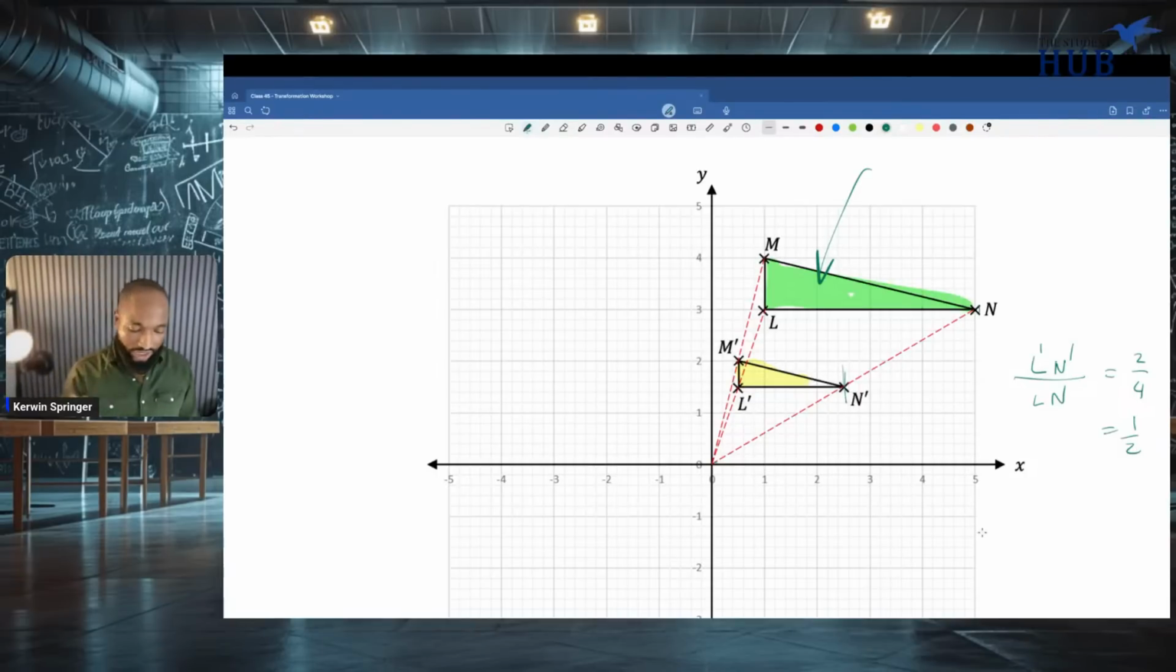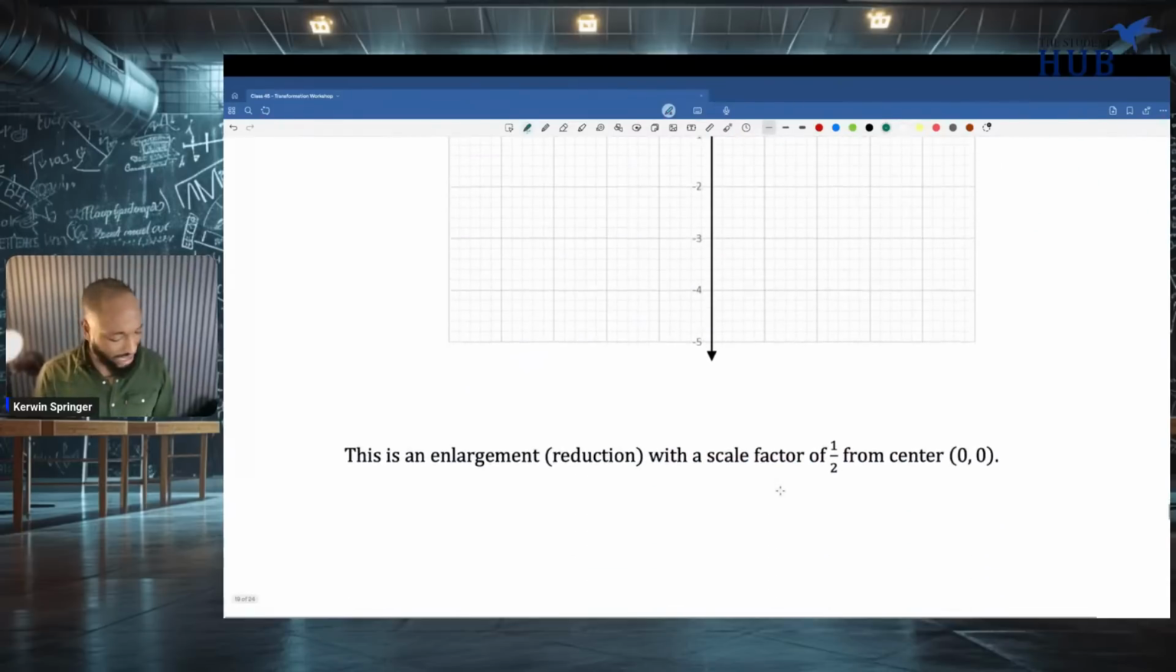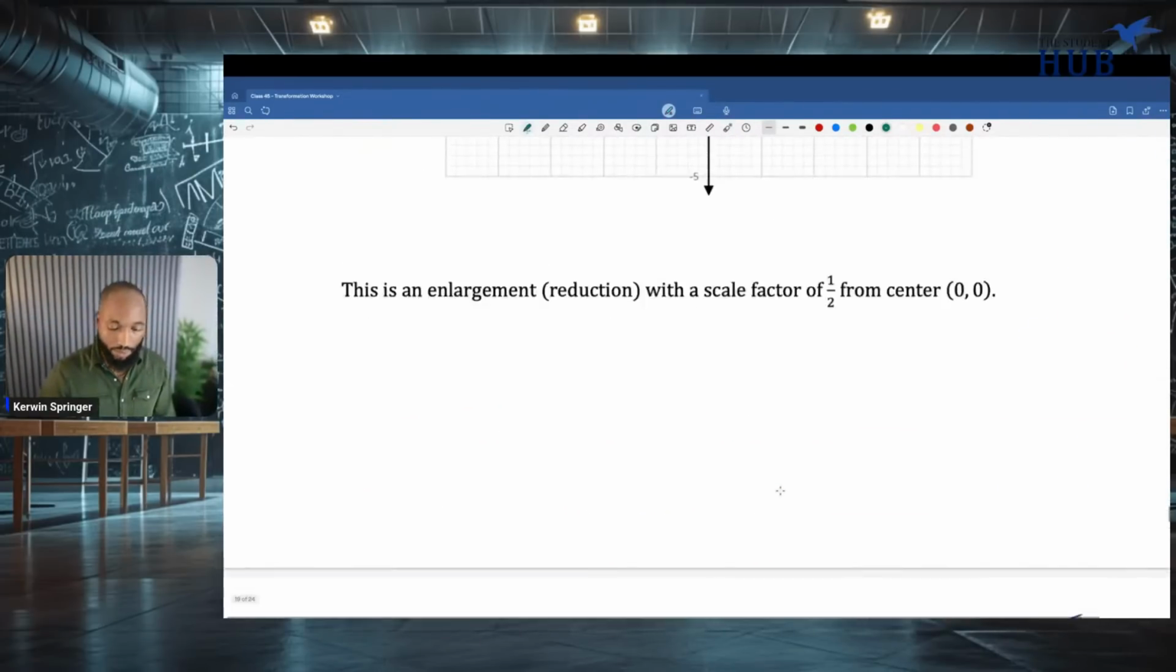Rate out of 10 how much you understand enlargements. If these things are becoming clear to you, the chances of this coming up are nearly 100%. One of them is going to come for the exam.